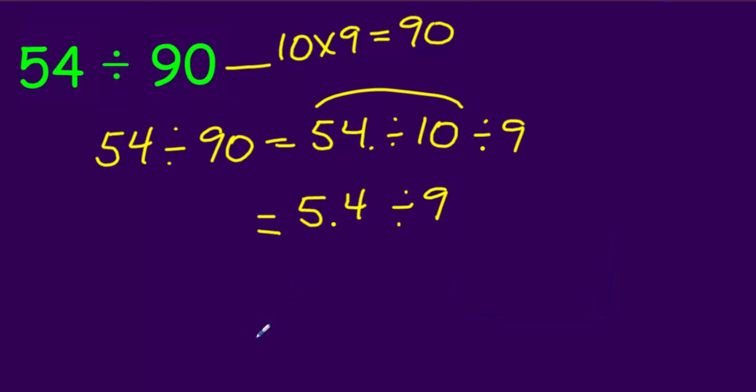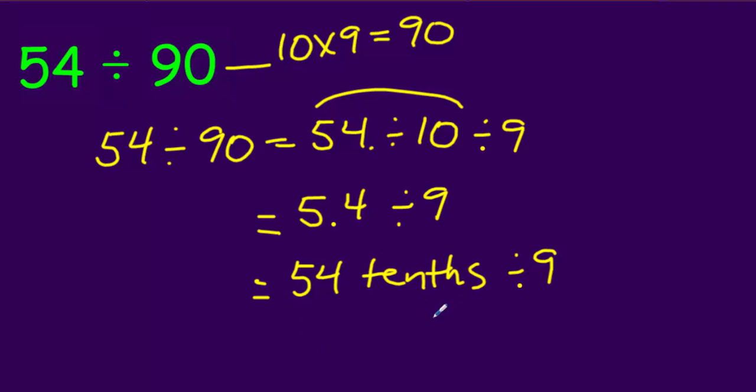So are we finished? No, we're not done yet, because we still need to divide by 9. So now we have to take 5 and 4 tenths and divide it by 9. So I'm going to rename this equation not as 5 and 4 tenths divided by 9, but I'm going to rename it as 54 tenths divided by 9. And this is the written method that's referred to in our learning target. We're making connections to a written method. And you might quickly say, whoa, whoa, whoa, Mr. Warr, how'd you get the tenths?